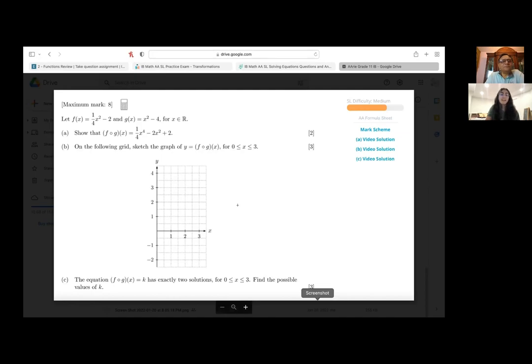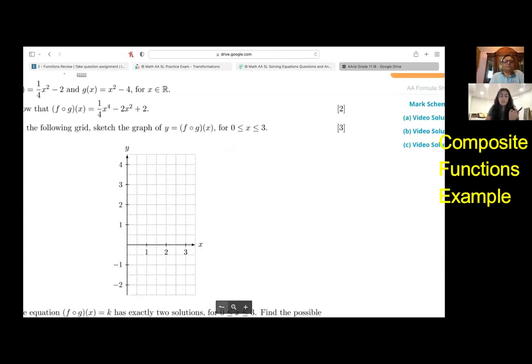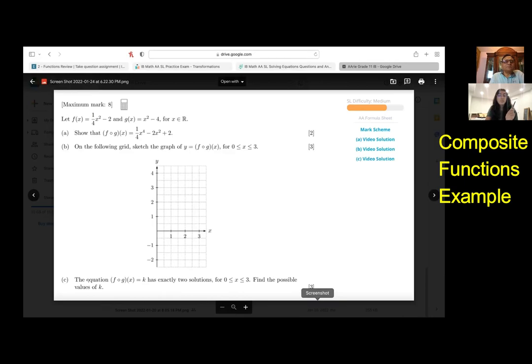This one kind of confused me. I got up to here, where I was able to show that f of g of x equals 1/4 x to the power of 4 minus 2x squared plus 2, because you were just using a composite function to show that LHS equals RHS. Then I even graphed it, which was totally fine. But here my issue is that the equation f of g of x equals k has exactly two solutions for this limit. Find the possible values of k. I didn't know how to proceed from there.